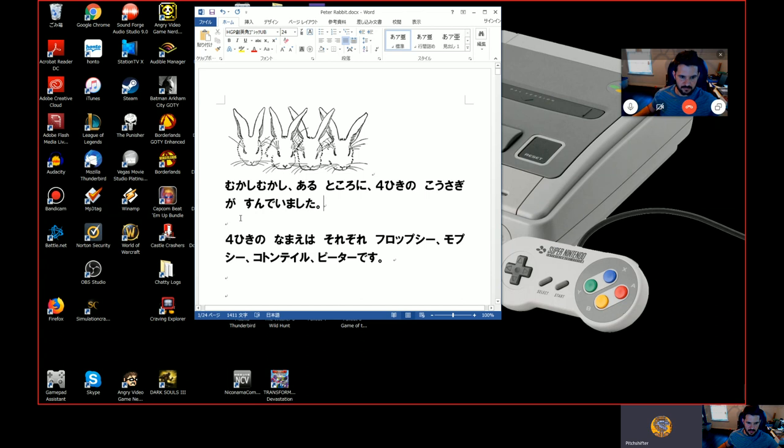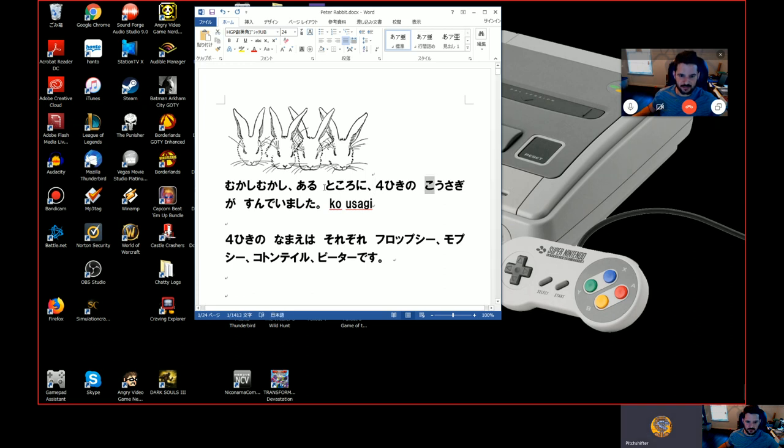That's great. Okay, mukashi mukashi aru tokoro ni yon hiki no kousagi ga... kousagi. Is that a hole? Sorry, tokoro ni.